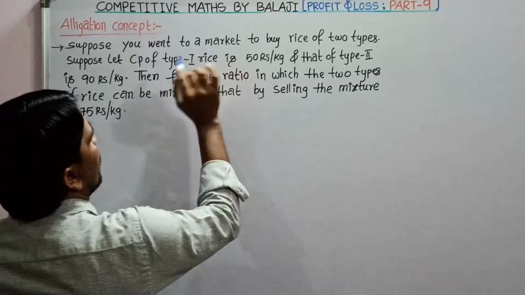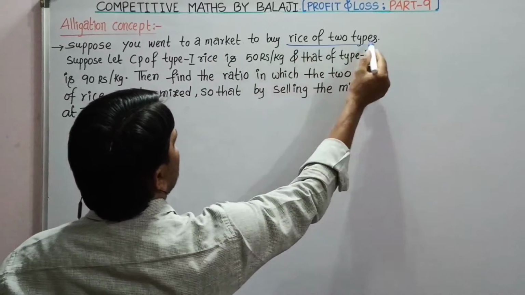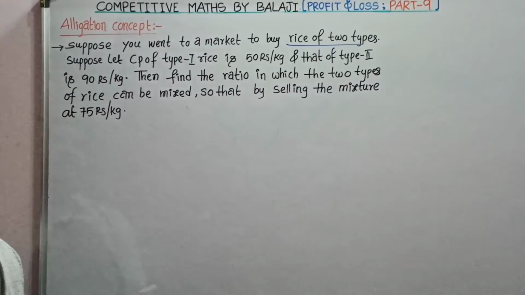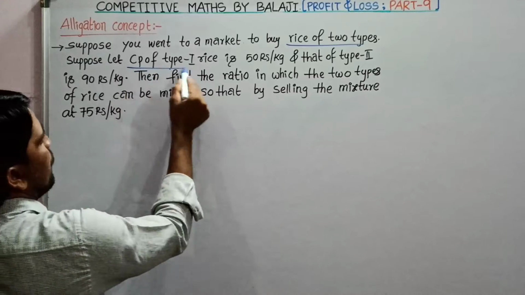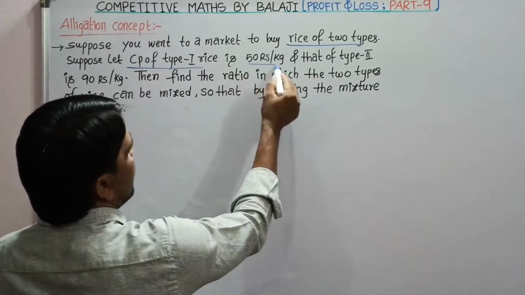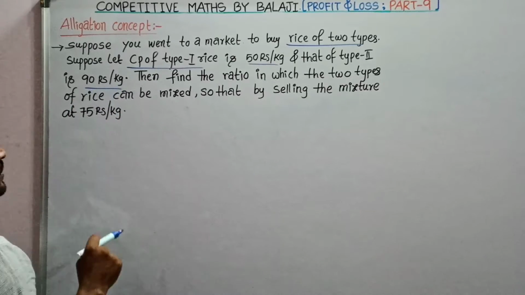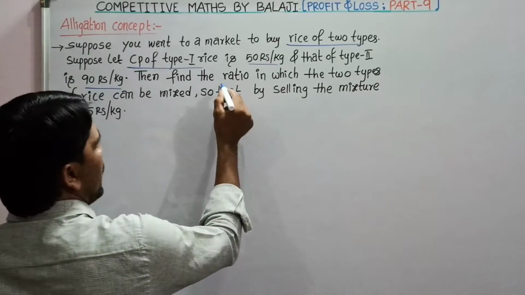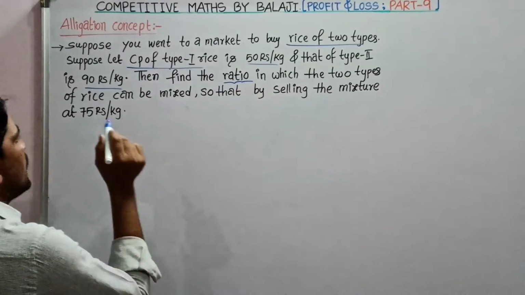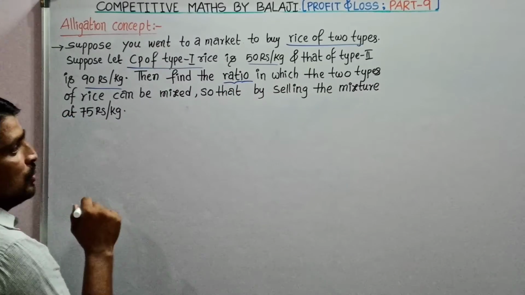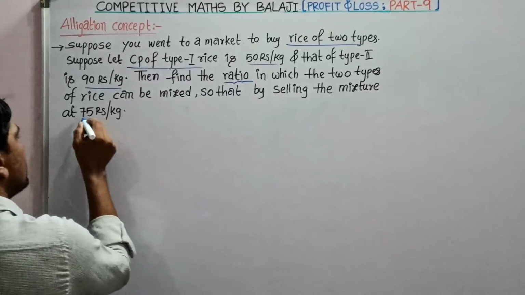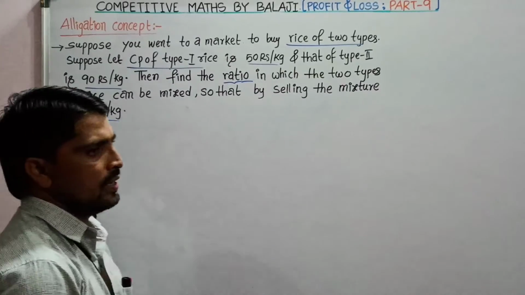Suppose you went to a market to buy rice of two types. Suppose the CP of type 1 rice is 50 rupees per kg and that of type 2 is 90 rupees per kg. Then find the ratio in which the two types of rice can be mixed so that by selling the mixture at 75 rupees per kg.